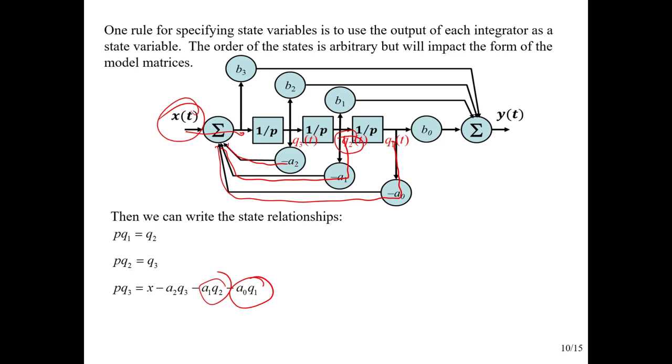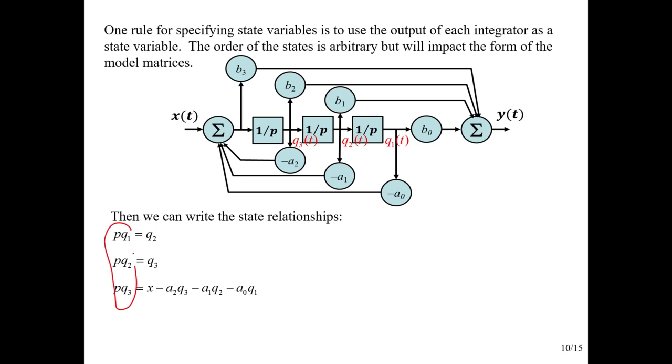And what is this? Minus A2 times Q3. So we've got all of those. So there are the state relationships. And now look, this is the operator, the derivative operator. So that's the vector that's going to be on the left side of my state equation, and this tells me what's on the right side of it.